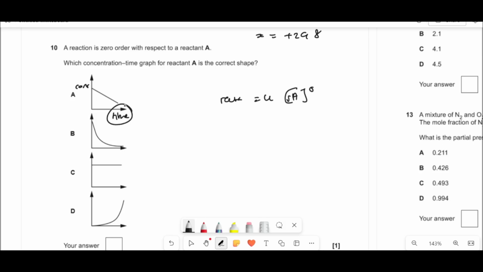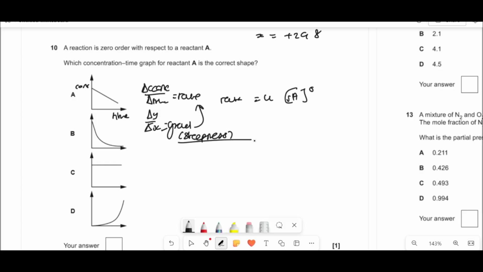Here, concentration against time, the change in concentration over the change in time is your rate, which you can see is the change in your y over the change in your x, which is the gradient. So if the gradient is the rate, another word you can think of is steepness. So if the steepness is changing, the rate is changing. If the steepness is constant, the rate is constant.